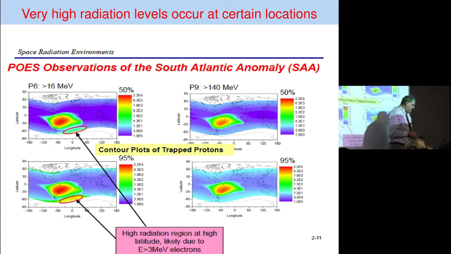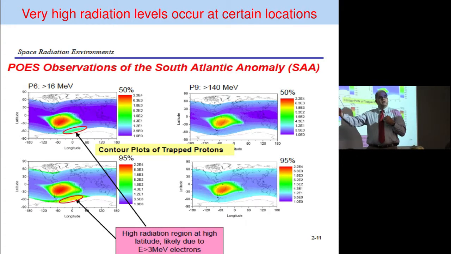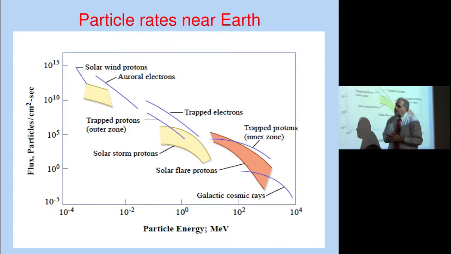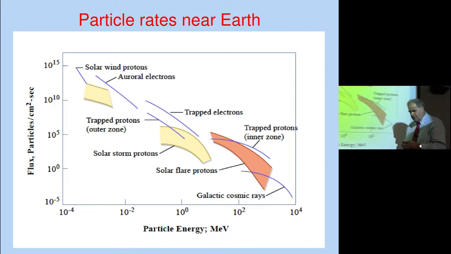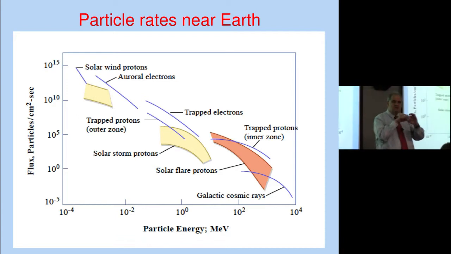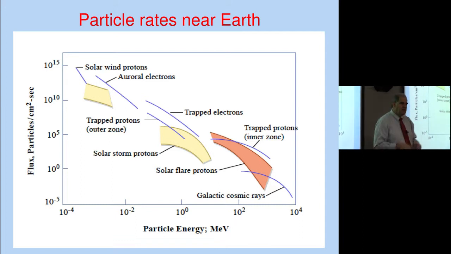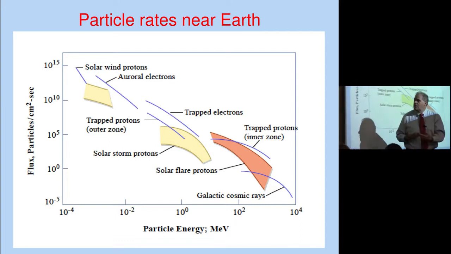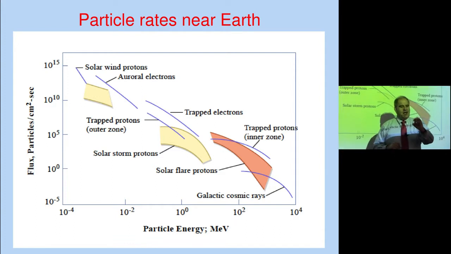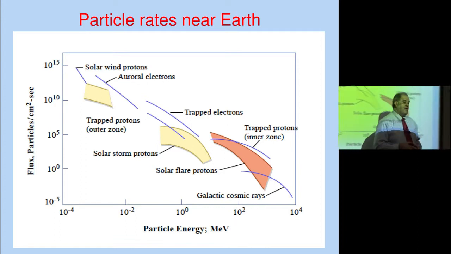So if I look at the overall rate of particles as a function of energy, we like to express that rate in what's called a flux. A flux is a rate of particles per area. So imagine a little hoop of area, and you're counting particles going through it. That's a flux. And so particles per square centimeter per second, that would be a flux.